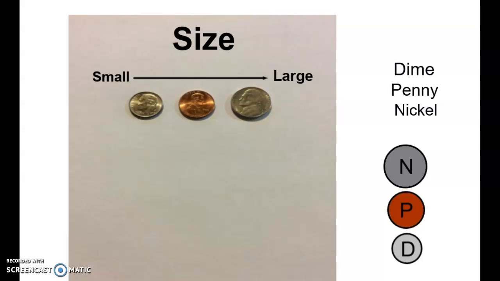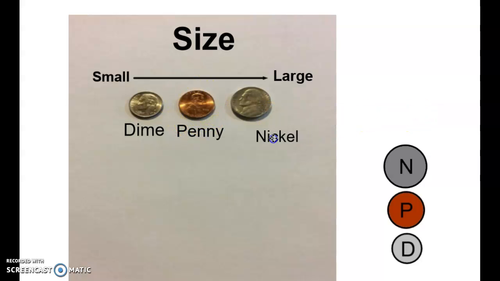Coins can be described in many different ways. One way that you could describe the coins is by their size. So you can see how the coins are put in order from the smallest in size to the largest in size. So the smallest coin would be the dime, and you can see how that one is the smallest. The next largest coin would be the penny. So it's a little bit bigger than the dime is. And then the largest of those three coins would be the nickel.